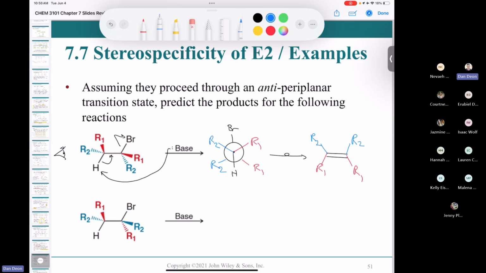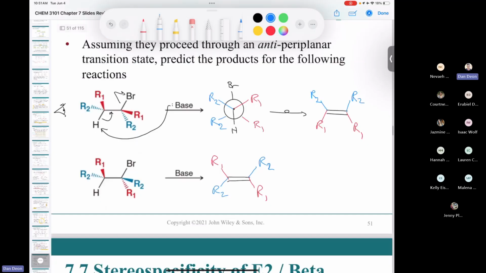Now, if you do the same thing for the next one, what you're going to see is you're going to end up with your double bond, and your R1s are going to be trans to each other, and then your R2s are going to be trans to each other, like that. Sorry about that.